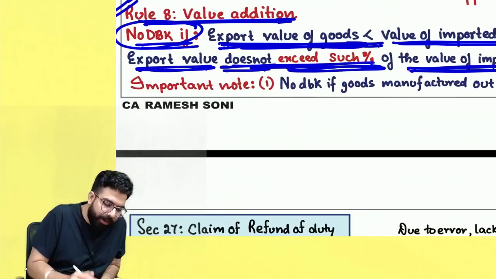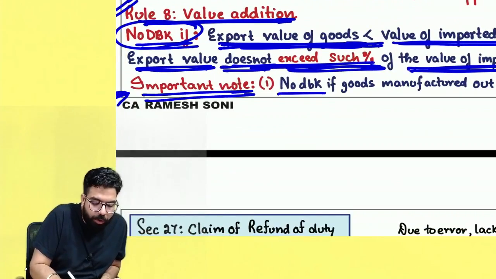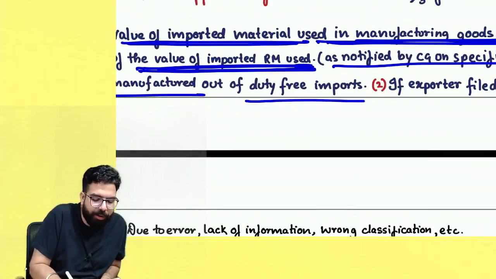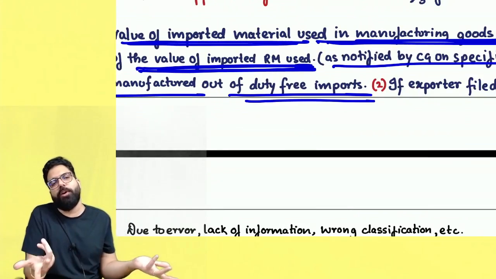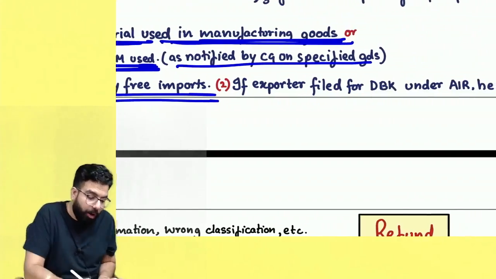One more important note I have written: no duty drawback if goods are manufactured out of duty-free import. You got imports on which duty was not paid, so what duty drawback will you get? You will not get any duty drawback.